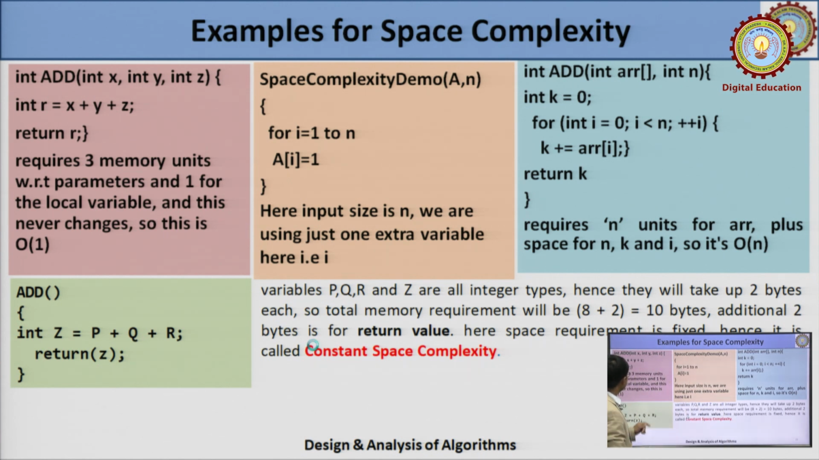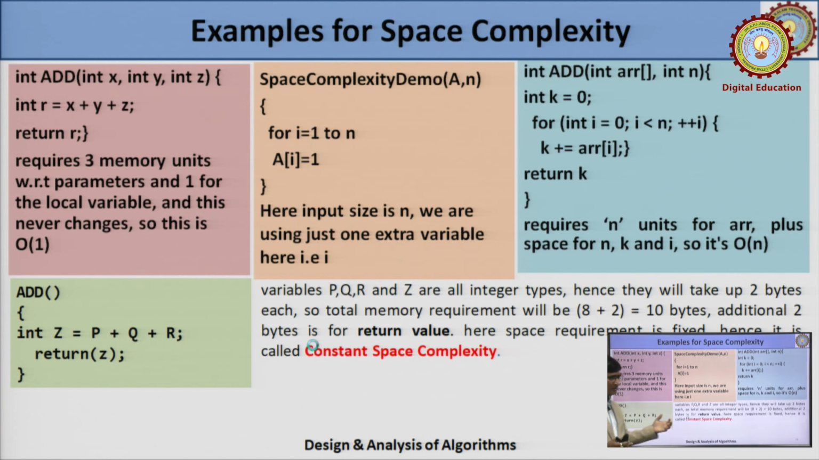In the first example, we have taken 3 different parameters, int x, int y and int z. Other than these variables, we are not using any additional space. There is no auxiliary space other than the variable R. So other than x, y, z, we have additionally taken R, which is the additional space we take in addition to x, y, z. For x, y, z we have 1 memory unit each, so it comes out to be 3, and 1 additional for the local variable R.